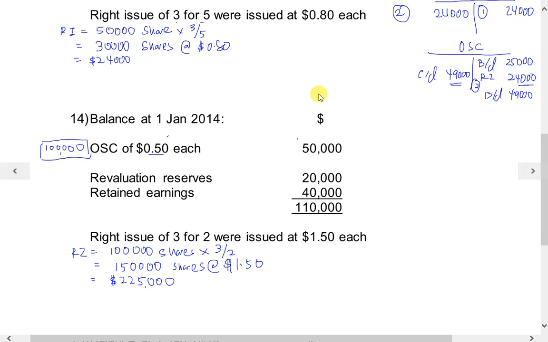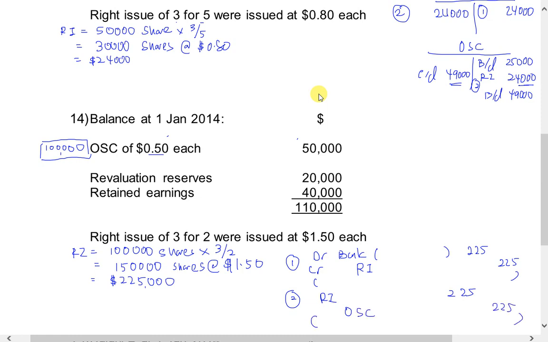Double entry. Show working. Debit bank 225, credit right issue 225. Narratives means the explanation. Number 2: debit right issue 225, credit ordinary share capital 225. Narratives, explanation. Done.